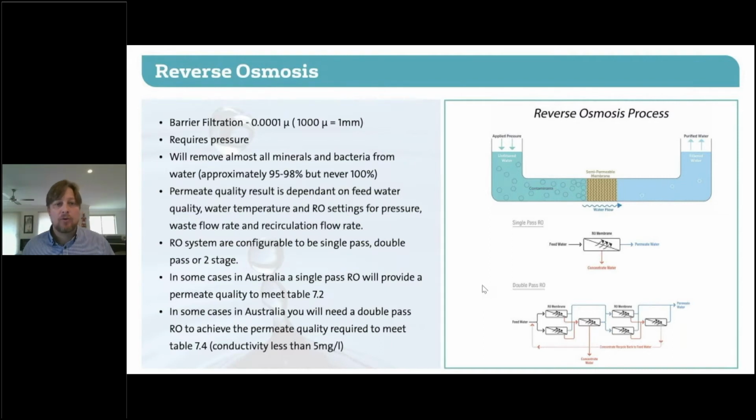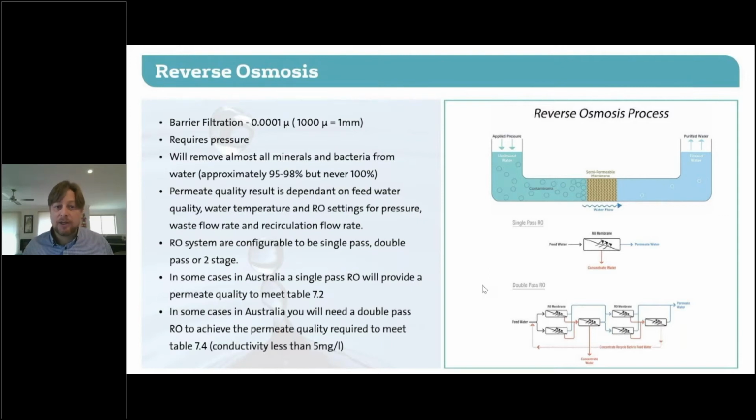Now, the permeate water quality is not a set value. It is dependent on a number of factors, such as your feed water quality. Obviously, the worse the water is, your permeate is not going to be as pure. Things like water temperature, pH, your RO settings for the pressure settings, the waste flow rate, the recirculation flow rate, all these things have an impact. So it is important that you don't just buy any RO and plonk it in and expect a given water quality. It needs to be designed and set up properly.